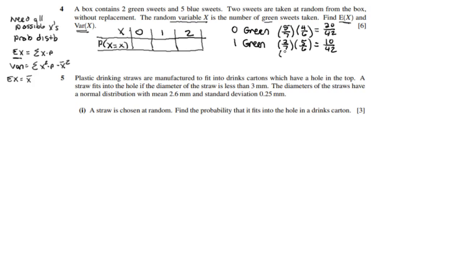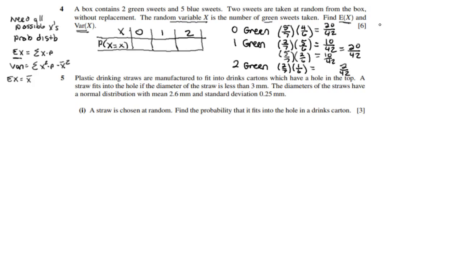So if I got a non-green, that would be 5 out of 7. And then I got a green, that would be 2 out of 6. And you'll notice it's still the same thing, but I've got to add those together, and I get 20 out of 42 for 1 green. Now, for 2 greens, there's only one way that could happen, as it was with 0 green. There it's going to be 2 out of 7, and then 1 out of 6. And then multiply those together, and I get 2 over 42.